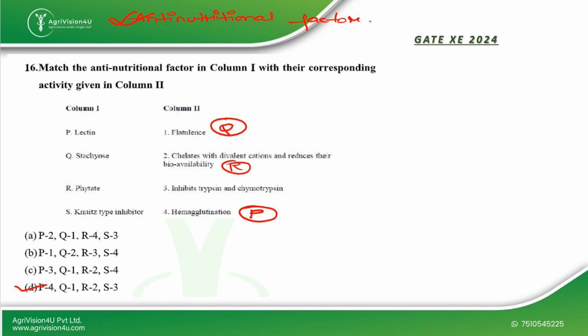Next, the last option, that is the NITS type inhibitor. So it is option number 3, the last option left. Basically, these NITS type inhibitors are protease inhibitors. They inhibit the trypsin and chymotrypsin enzymes, which are involved in protein digestion. So option 3 is correct, and my correct option will be option number D.